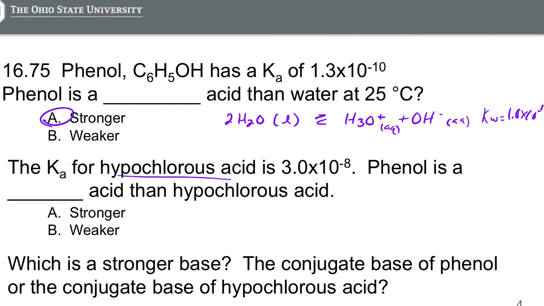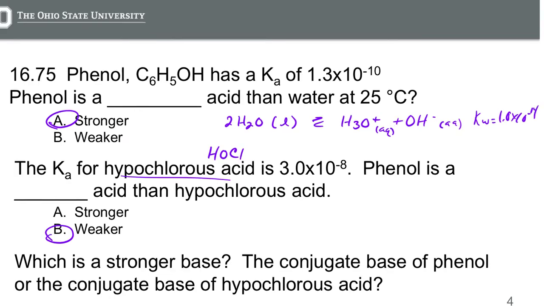Let's compare hypochlorous acid, which is HOCl. So not a strong acid. And you can tell because we have a Ka for it, right? The Ka for hypochlorous acid is 3 times 10 to the minus 8. Is phenol stronger or weaker than hypochlorous acid? Weaker, yep. So phenol has a smaller value of Ka than hypochlorous, so phenol is a weaker acid. Hypochlorous acid is the stronger acid. Everyone okay with that?